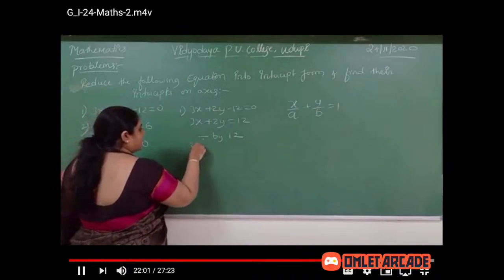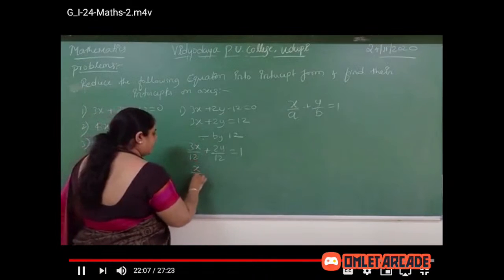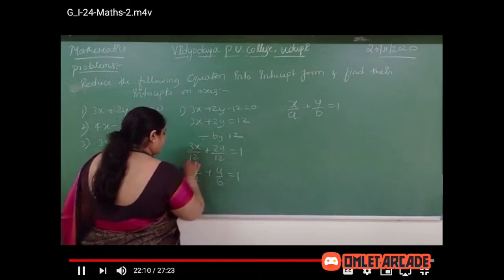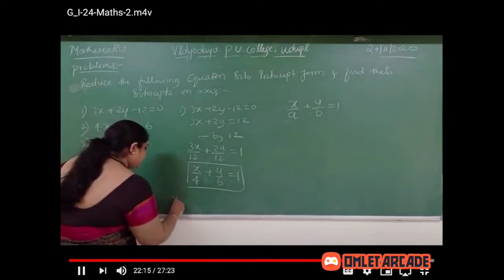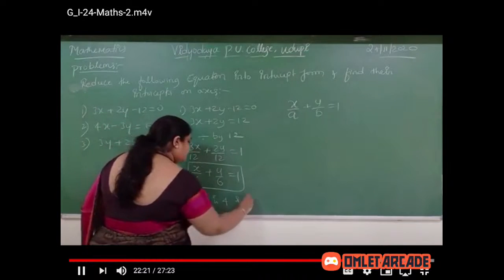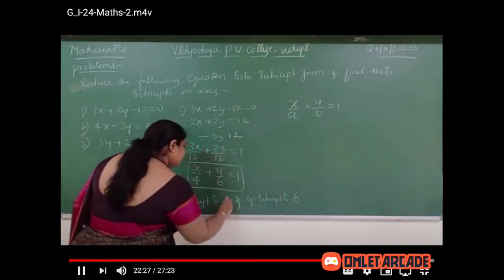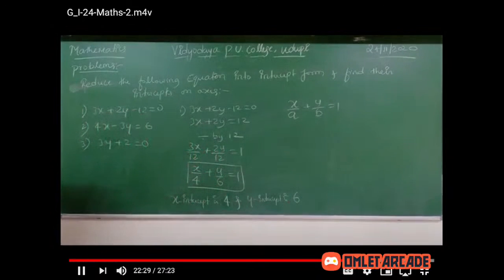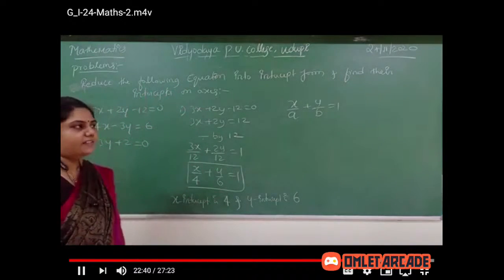So what you will get? 3x by 12 plus 2y by 12 is equal to 1. So here x by 4 plus y by 6 is equal to 1. Is it in intercept form? And what is the x-intercept here? The x-intercept is 4 and the y-intercept is 6. So it's very simple. You just convert the given equation into intercept form and write what the x and y intercepts are. Finding intercepts on the axes is nothing but finding the x and y intercepts.